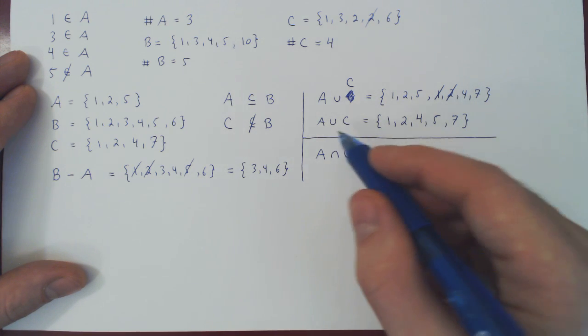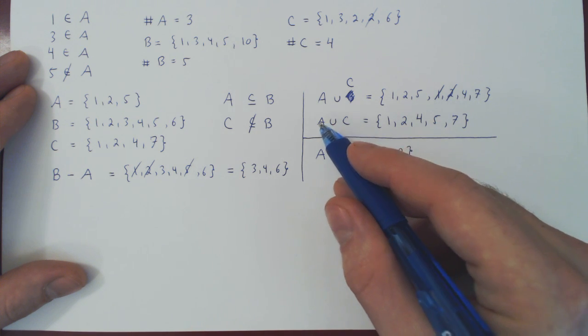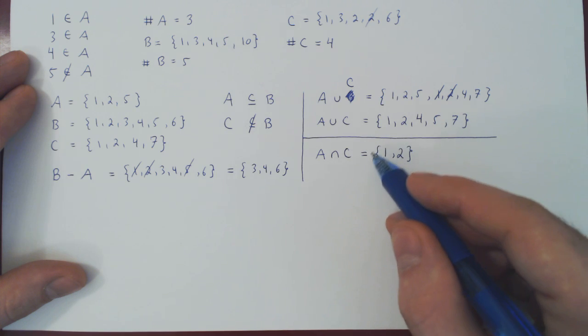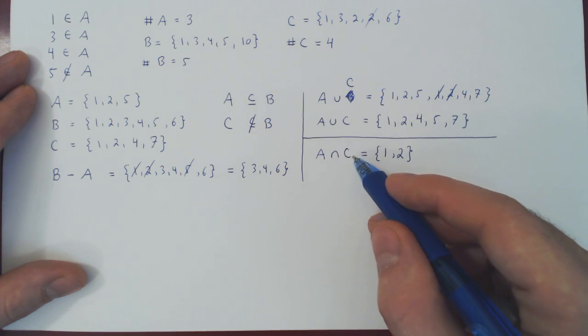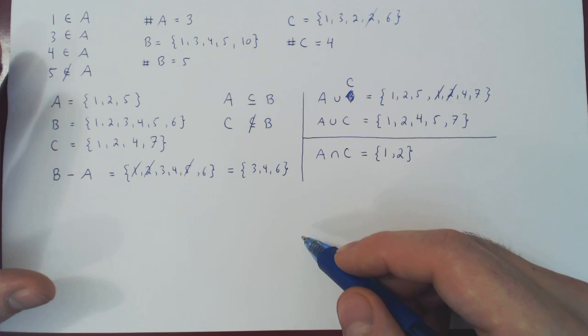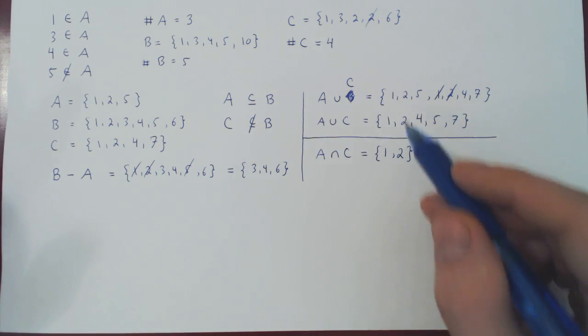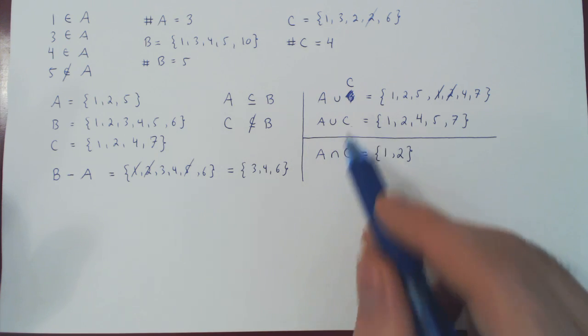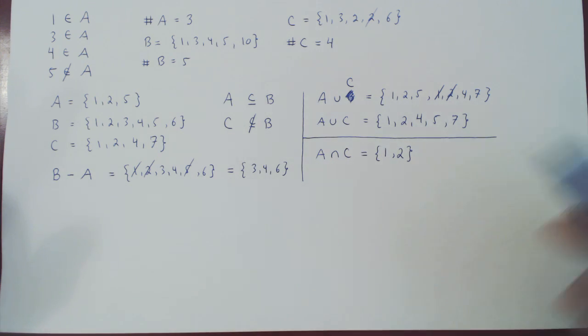And that's it. The union: dump the two sets together into a larger set. The intersection: only keep the elements common to both sets A and C. So there you go. Subtracting sets, taking their union and their intersection.